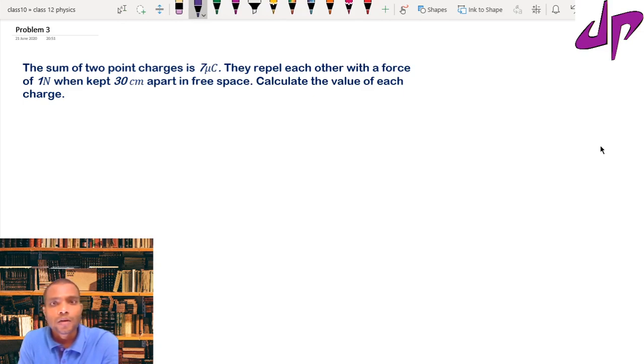According to the given problem, they are repelling each other. It means they both are similar charges. Let me assume they are Q1 and Q2. I would like to take both as positive charges, since they are repelling each other with a force. The force F is given as 1 Newton, and they are kept at a distance.